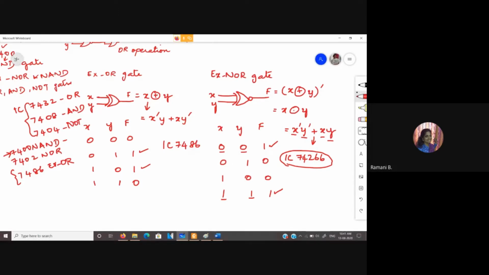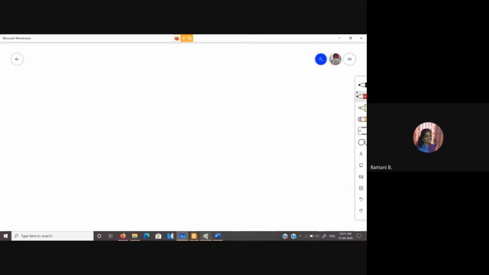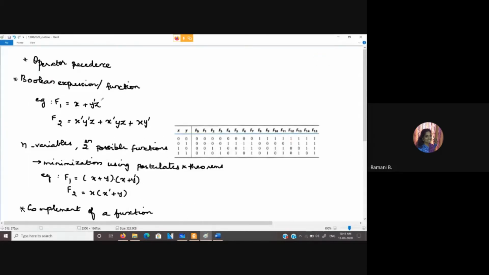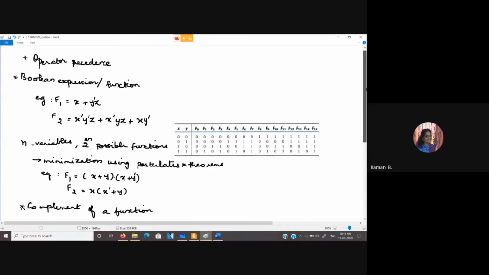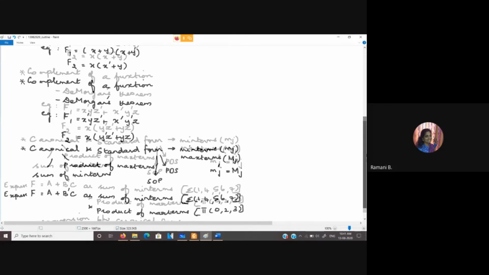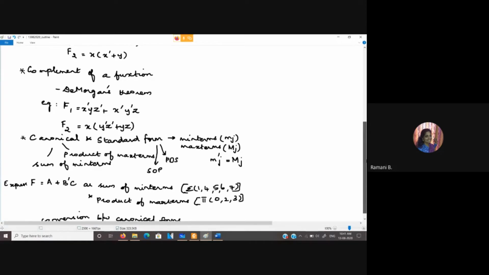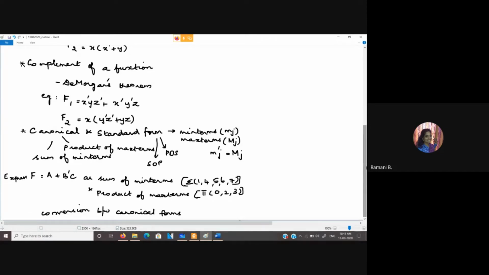Today we shall continue with the next topic. The agenda for today is that we are to see the operator precedence, then we will see the Boolean expression or function, how we are going to write the Boolean expression or function and how you could minimize it using postulates and theorems. And then we will see the complement of a function, that is, using De Morgan's theorem only we will be getting the complement. And we see the canonical form and standard form.